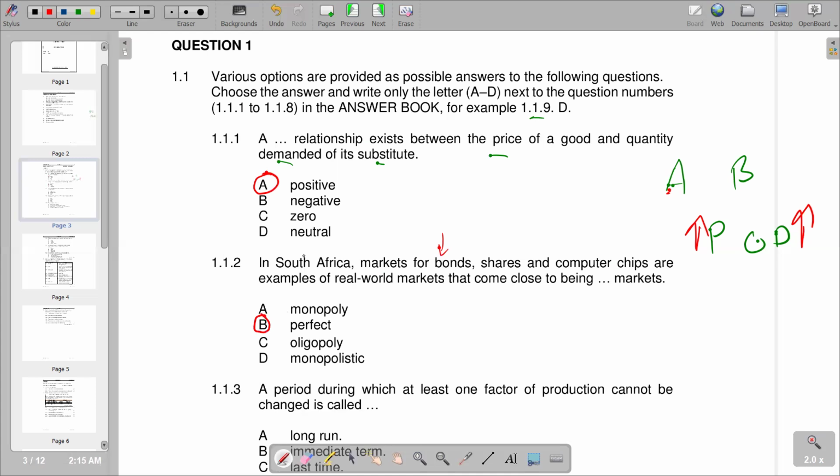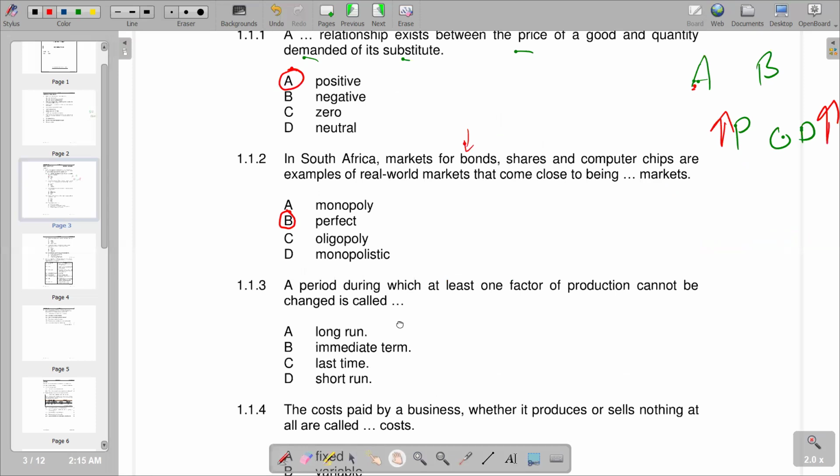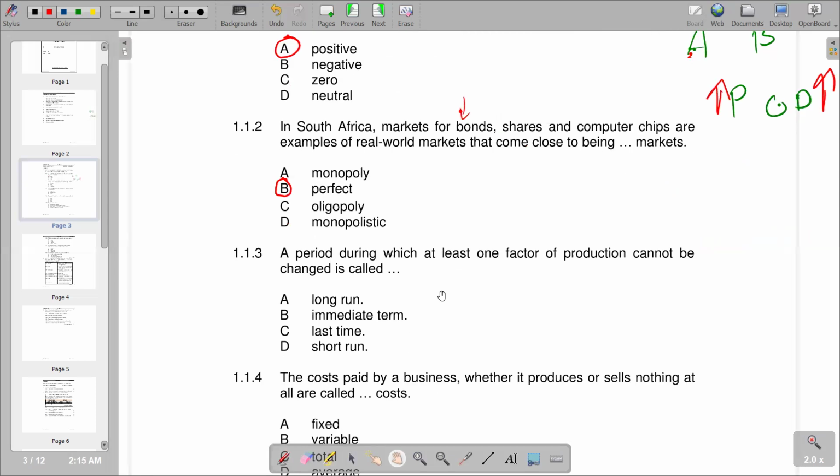Then moving on to the third, which is 1.1.3: a period during which at least one factor of production cannot be changed is called, and we know that this is the short run period. Remember, the short run period in economics refers to a period in which at least one input, or factor in the production process, is fixed and cannot be changed. So this exactly is what we have in 1.1.3, that the production cannot be changed. So our response there is D, which represents the short run. So here we have D as the correct answer.